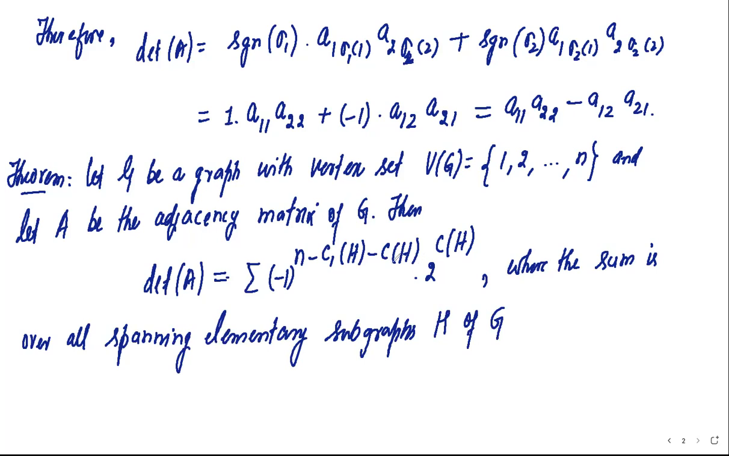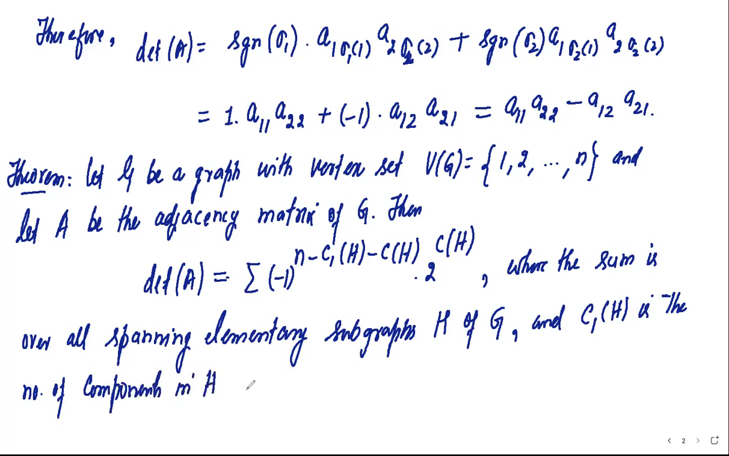So the sum is taken over all the spanning elementary subgraphs H of G, and c1(H) is the number of components in H, and c(H) is the number of cycle components in H.